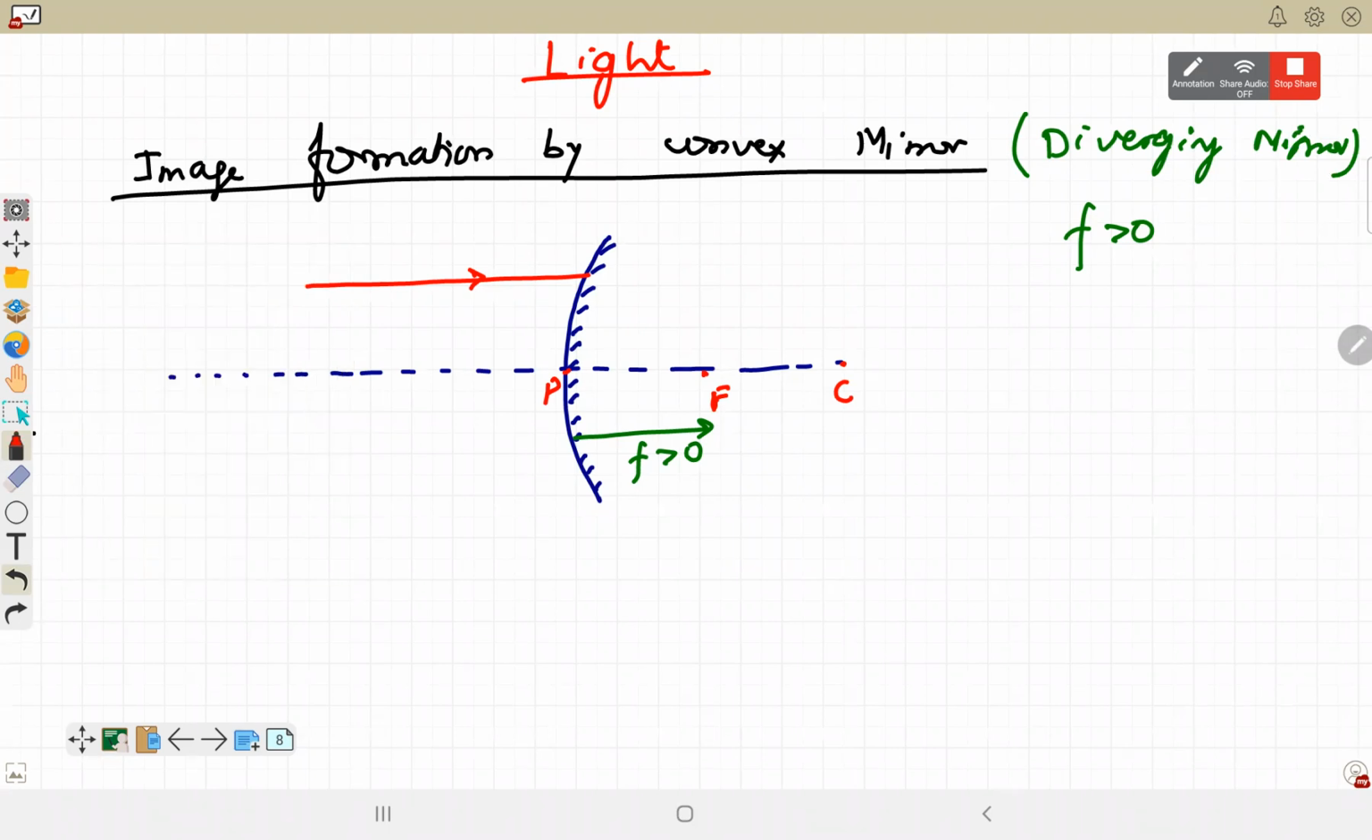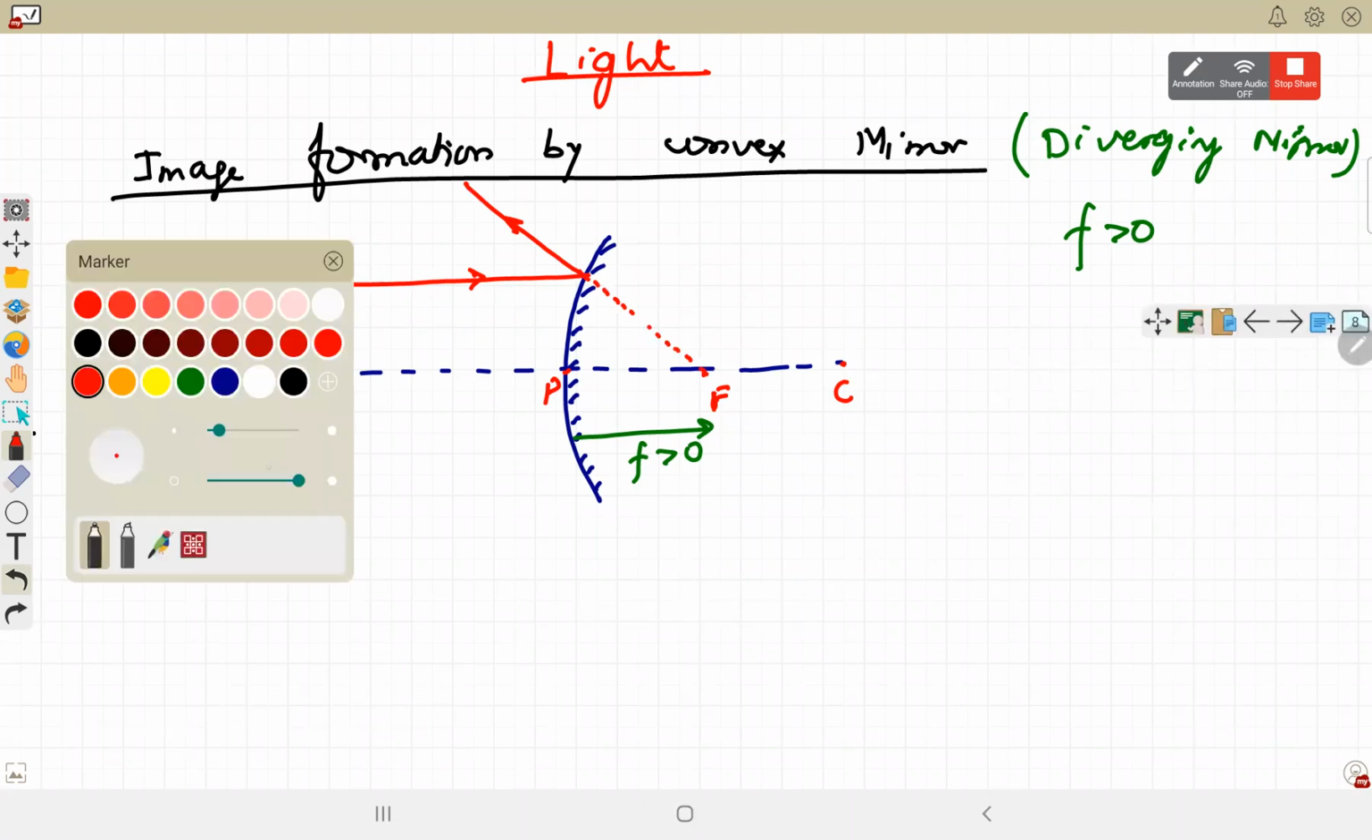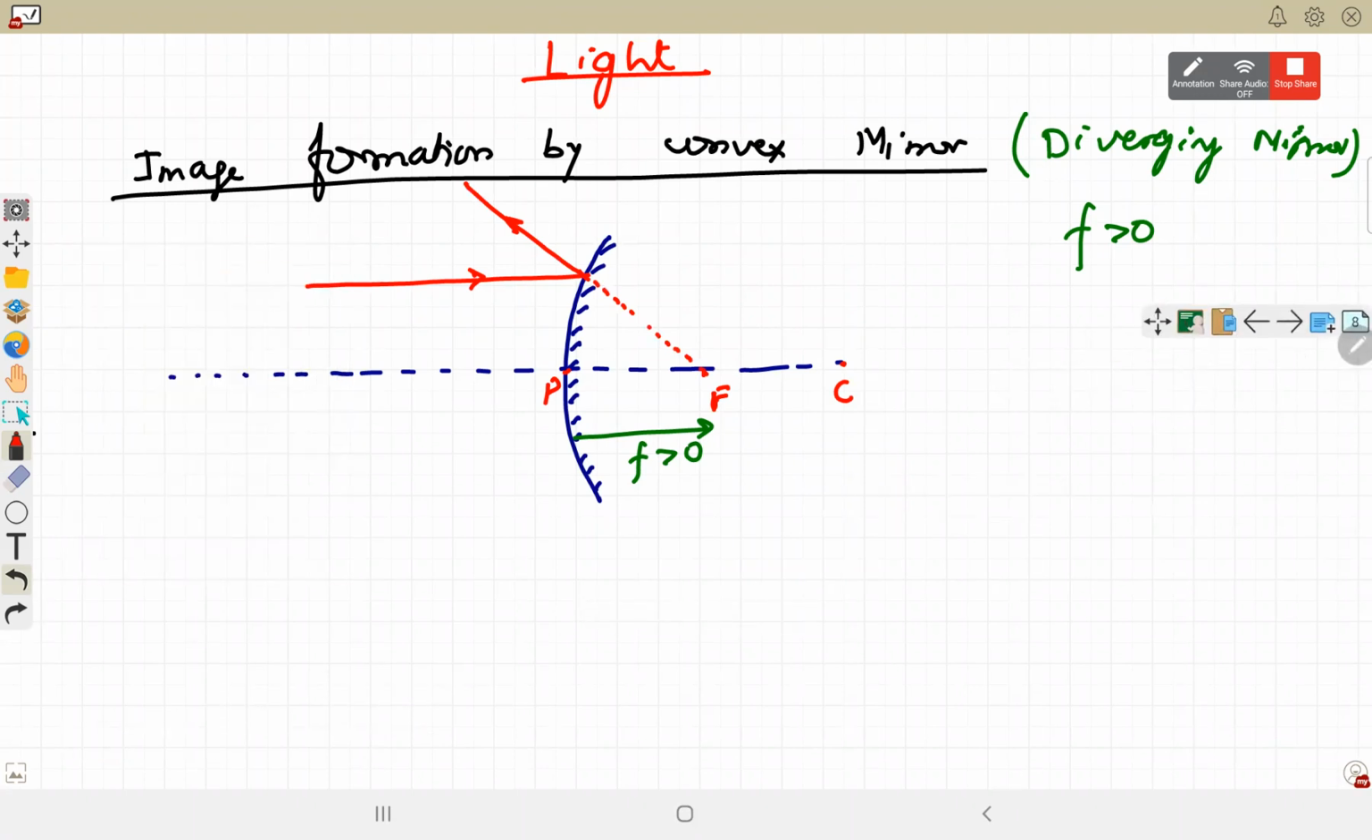Light incident parallel to the principal axis, after reflection, seems to be diverging from the focus. That is the first light ray. Second is exactly the opposite of it. If the light ray seems to be incident at the focus, after reflection it will become parallel to the principal axis.